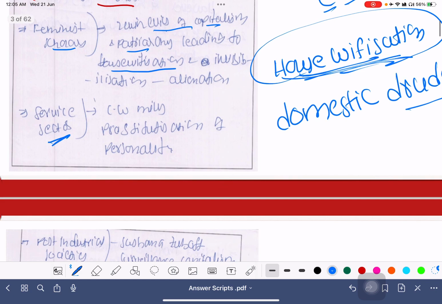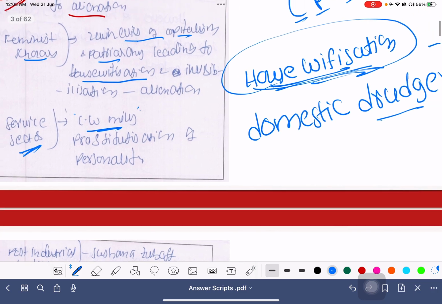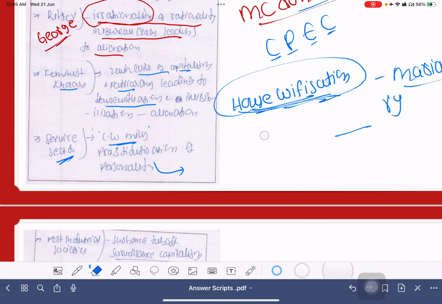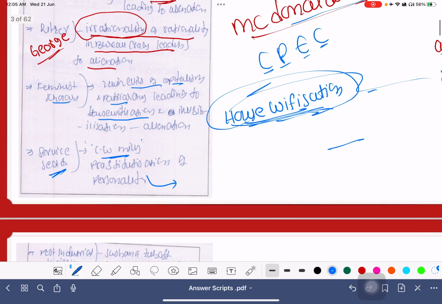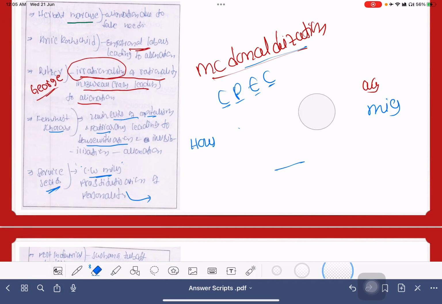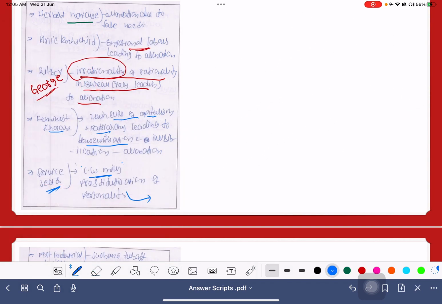And here we have talked about C.W. Mills. Okay, C.W. Mills is the one who gave the concept of power elite also. So C.W. Mills talks about prostitutization of personality. What is prostitutization of personality, sir? In contemporary times, you are not respected as a person.